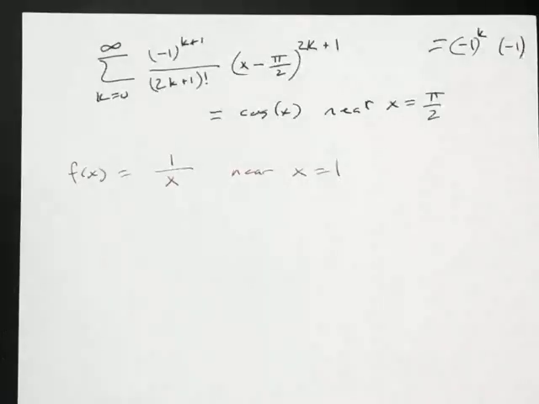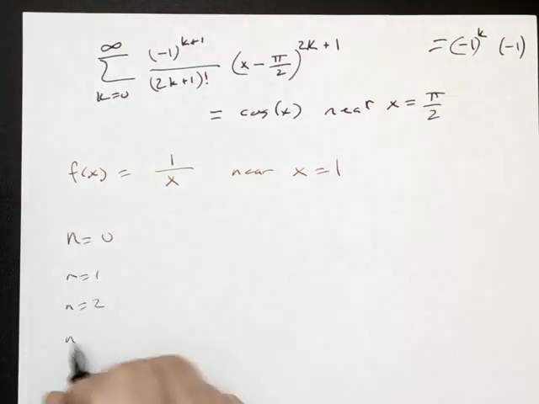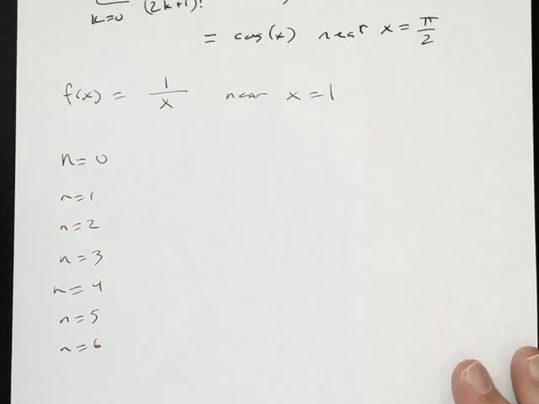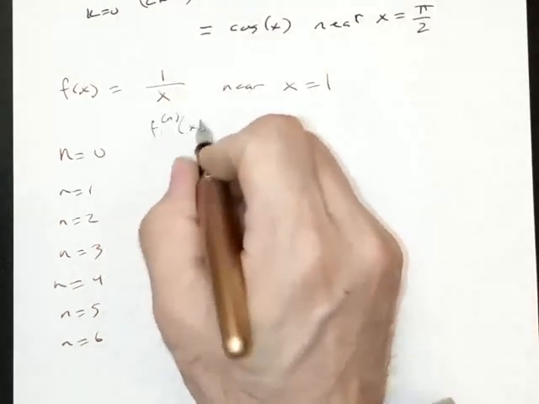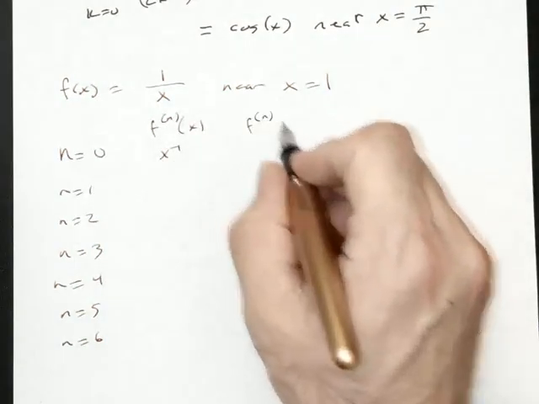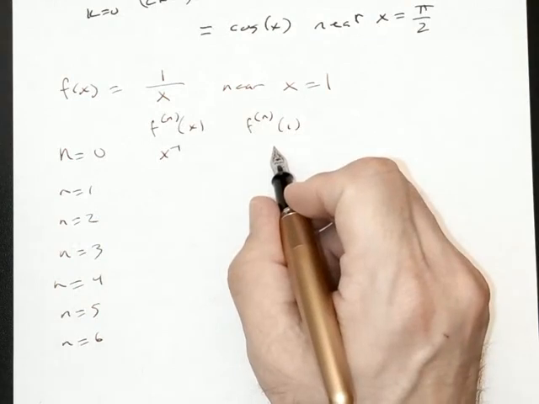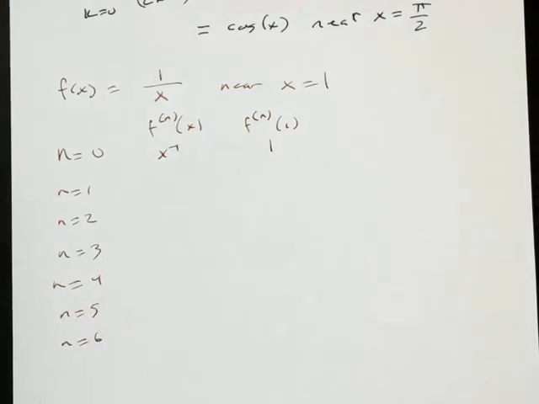Same deal. I want to make a chart. And you make the chart as long as you need to see the pattern. So I'm going to hope I can see the pattern in the first 7 or so. All right. F nth derivative of x. Well, I'm not taking the derivative, so I'm just dealing with x to the minus 1. Plug in 1. What do I get? I get 1. But now we start taking derivatives.